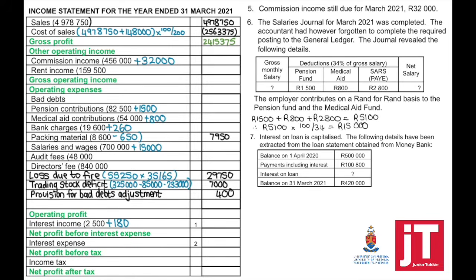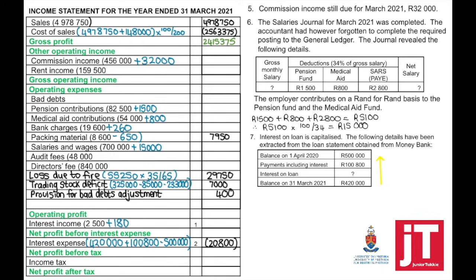Interest on loan is capitalized. It means it's added to the loan account. The following details have been extracted from the loan statement obtained from Moneybank. So we need to calculate the interest on loan. So to calculate this, we work always from the bottom to the top. And if we work from the bottom to the top, we have to do opposite calculations.